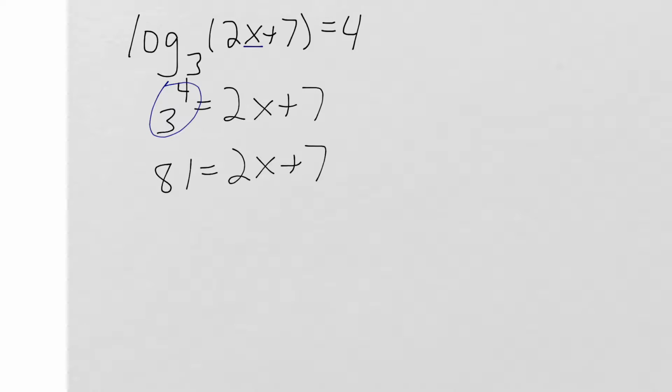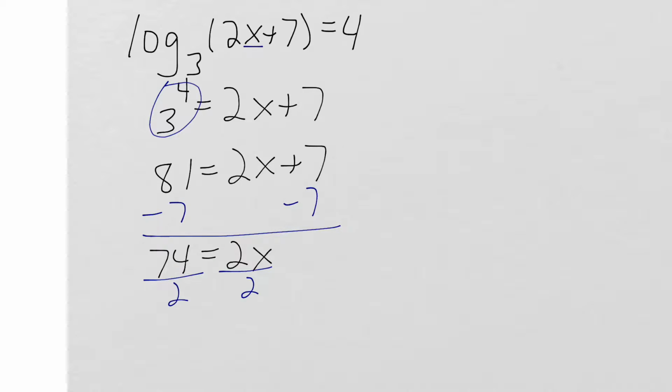And solving this, we would now subtract 7 from both sides, giving us, in this case, 74 equals 2x. And then we'd go ahead and divide both sides by 2 to solve for x, giving us x equals 37. And that would be the solution to this original logarithmic equation. So that's what to do when the unknown is in the position next to the log.